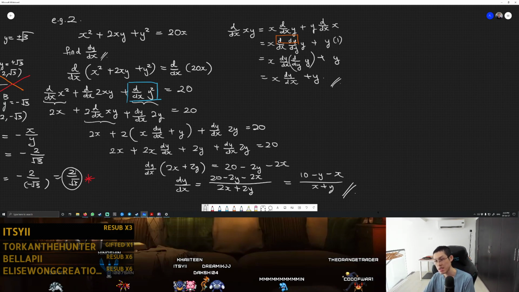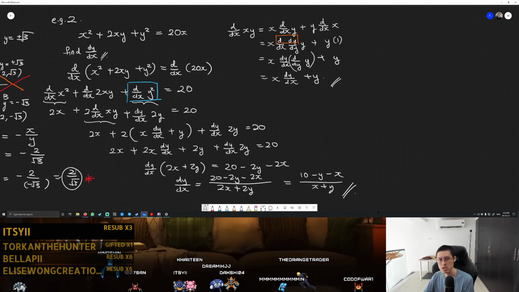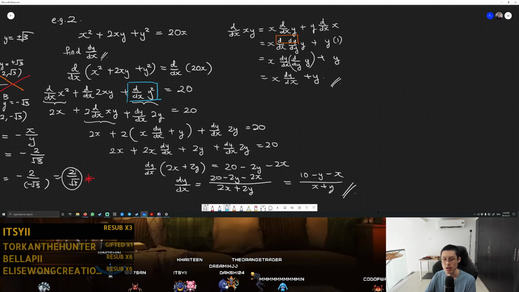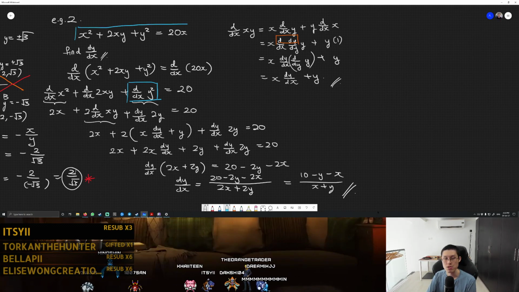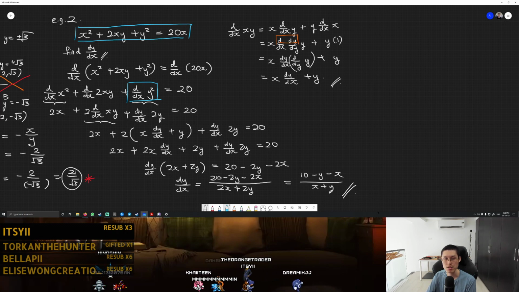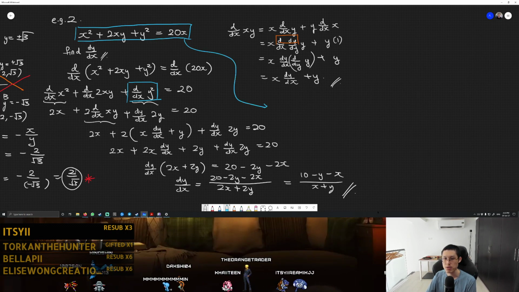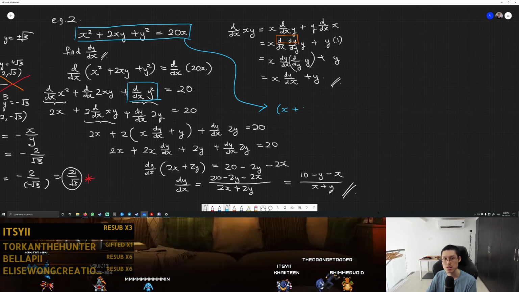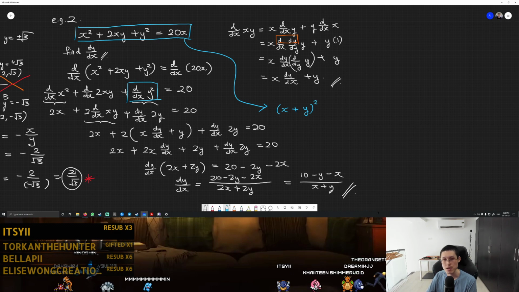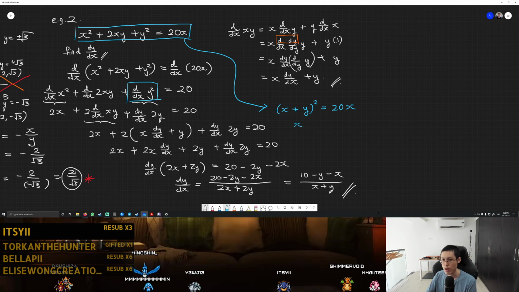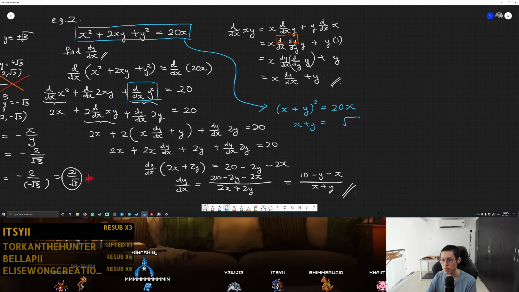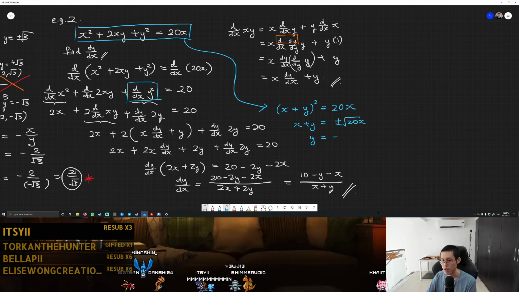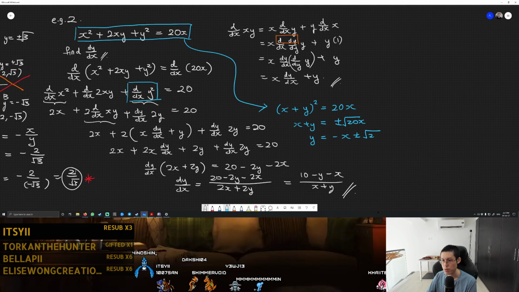If you want to express everything in terms of x, you can actually do that. You have to start with your original equation and try to find y in terms of x. So let's say we attempt to do that. You can see on the left side is actually x plus y squared, right? Equals 20x. So x plus y equals plus or minus the square root of 20x, and then y equals negative x plus or minus the square root of 20x.